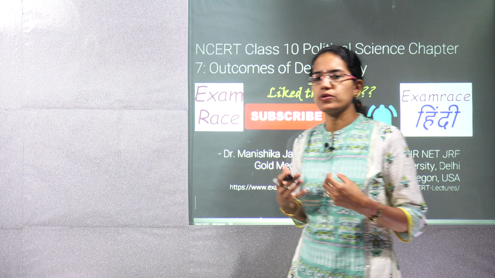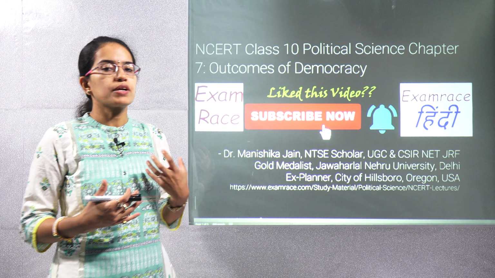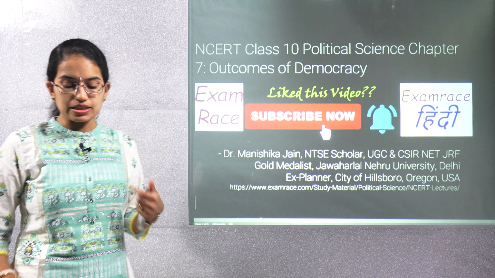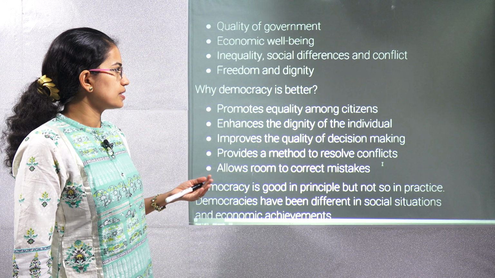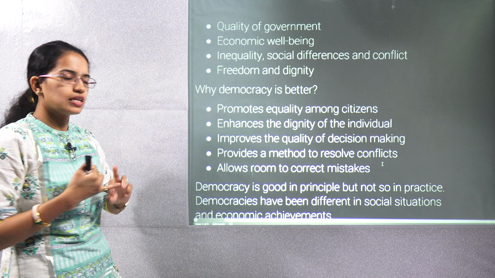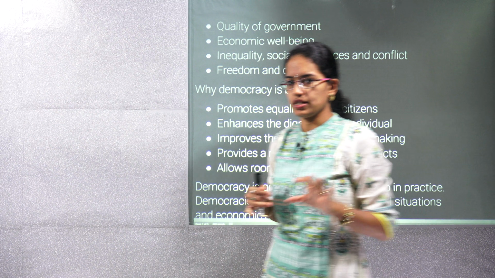Now when we talk about the outcomes of democracy, definitely it's people-centric because people are directly involved in it. The next is it tries to maintain the equality among the people, as well as it tries to maintain the economic well-being and provide freedom and dignity to an individual.